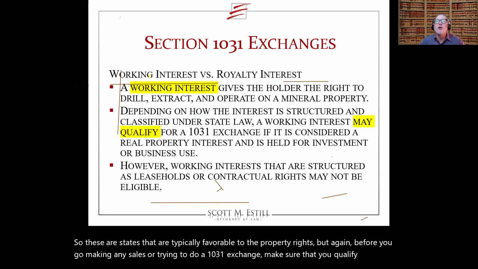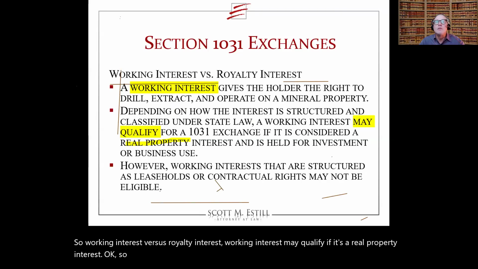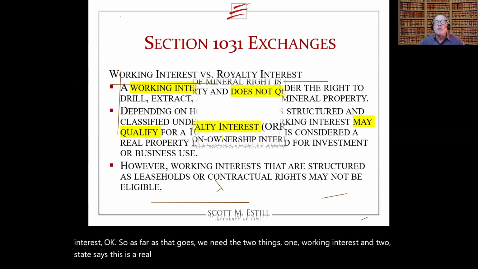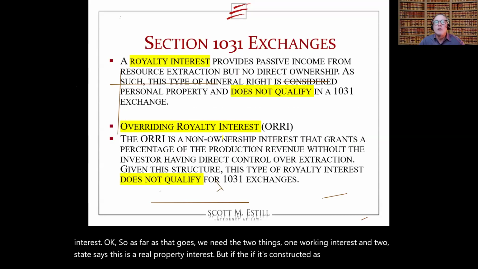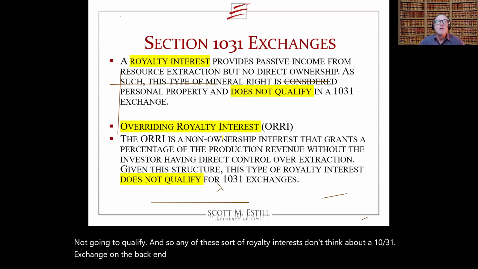So, working interest versus royalty interest. Working interest may qualify if it's a real property interest. As far as that goes, we need two things: one, a working interest, and two, the state says this is a real property interest. But if it's constructed as a leasehold, or if it's a royalty interest, it's not going to qualify. So for any of these royalty interests, don't think about a 1031 exchange on the back end. If there's a capital gain, you're going to have to pay the tax. There's no way to avoid it with a royalty interest, at least under current tax law.